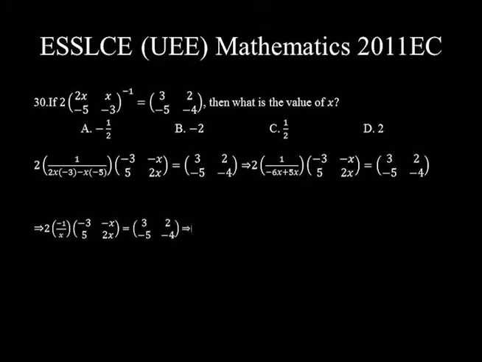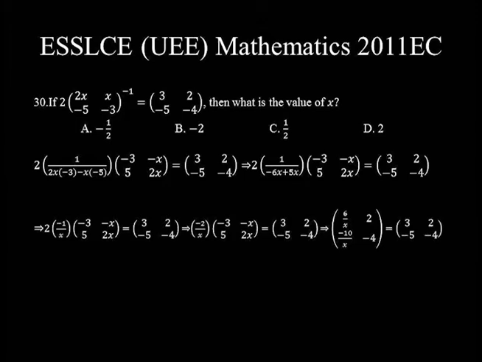This implies 2 times negative 1 over x is negative 2 over x times the left hand matrix, negative 3, negative x, 5, 2x is equal to the right hand side matrix, 3, 2, negative 5, negative 4. Negative 2 over x, multiply each element of the matrix. So negative 2 over x times negative 3 is 6 over x. Negative 2 over x times negative x is 2. Negative 2 over x times 5 is negative 10 over x. Negative 2 over x times 2x is negative 4, which is equal to the right hand matrix.